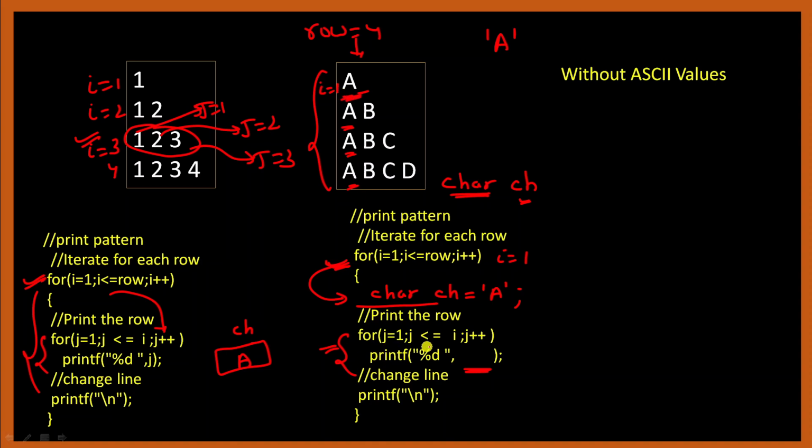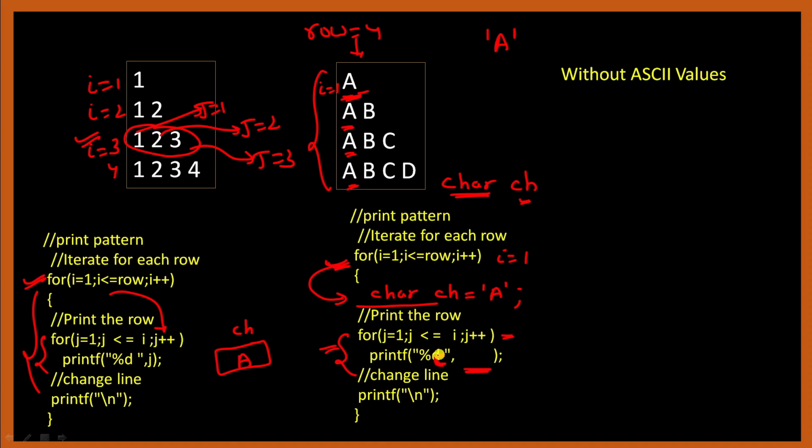So j equal to 1, j less than or equal to i, which is 1. That means this loop will run how many times? One time. For i equal to 1, we have to run it one time. We come inside. Now we have to print this a, right? Now a is not an integer. It is not like 1, 2, 3, some digit or some number. It is like a character. So I can't use this %d. I will use %c.